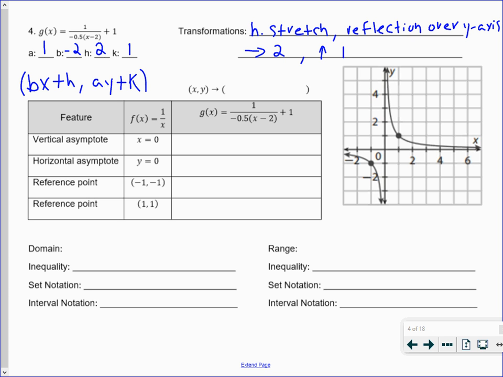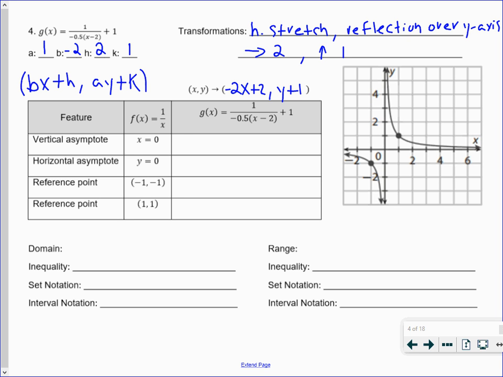We're going to plug them into our formula, and that'll give us our transformation rule. So from here, we have our b value of -2, so we have -2x plus 2, and then ay plus k. Our a is 1, and our k is 1, so we have y plus 1. Okay? So that's what our transformation rule is.